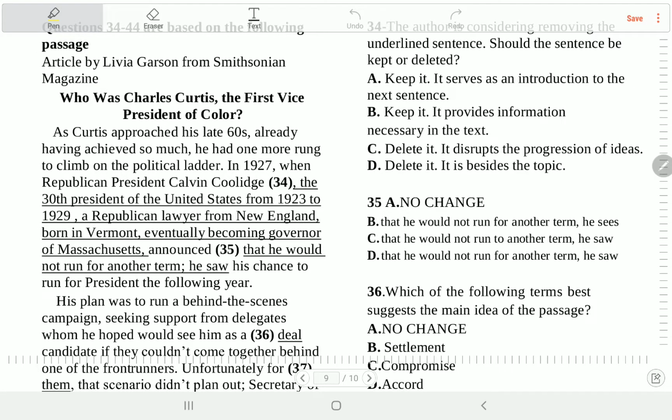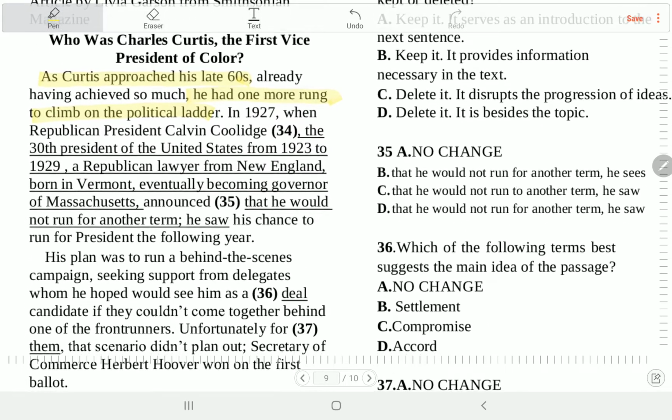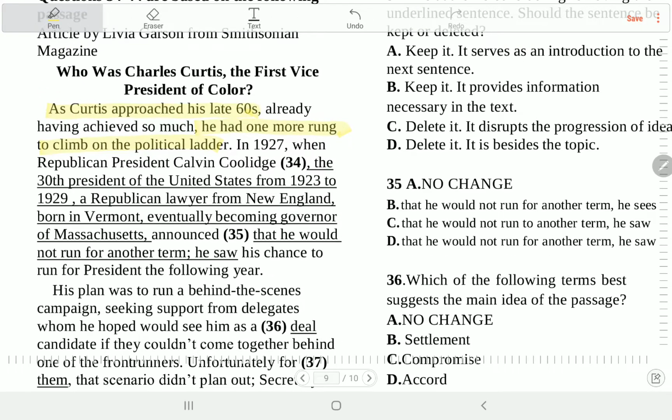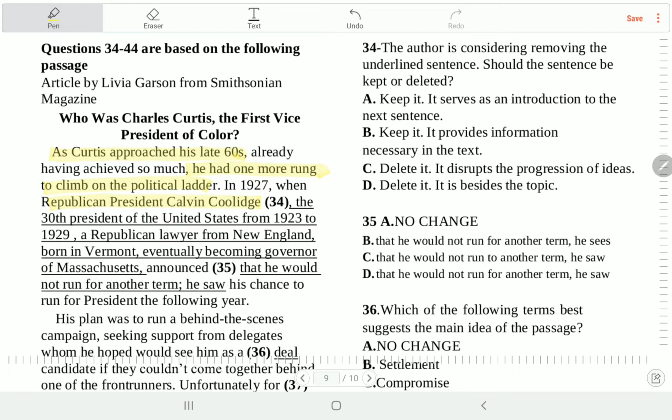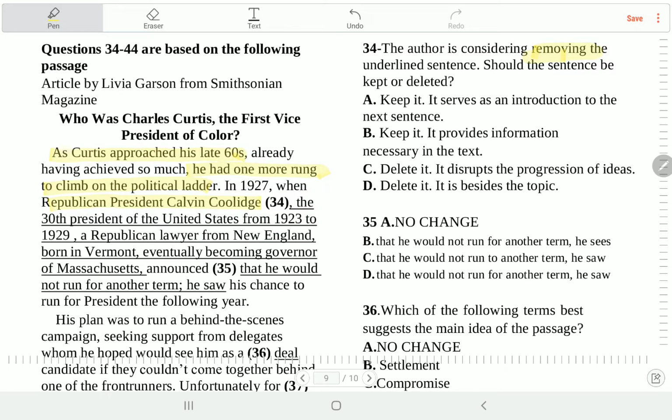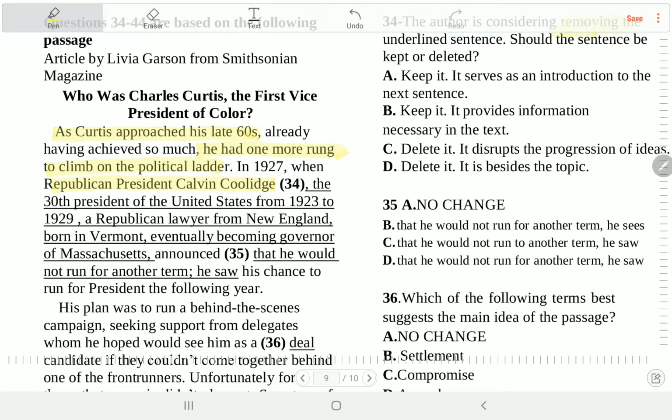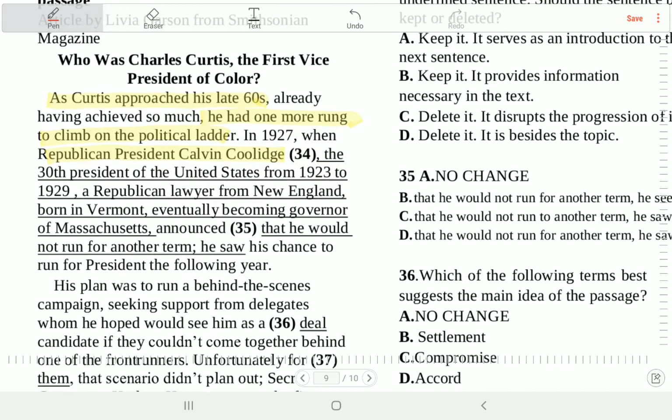Okay, as Curtis approached his late 60s, he had one more rung to climb on the political ladder. In 1927, when Republican President Calvin Coolidge... what do you want here? Let's see. The author is considering removing the underlined portion. Look at the part he is adding. He is talking here about Curtis. He says Curtis was around 60 years old, and he had one more rung, one more step left to reach his political achievement. So what happened? When Republican President Calvin Coolidge, then he added a non-essential part.